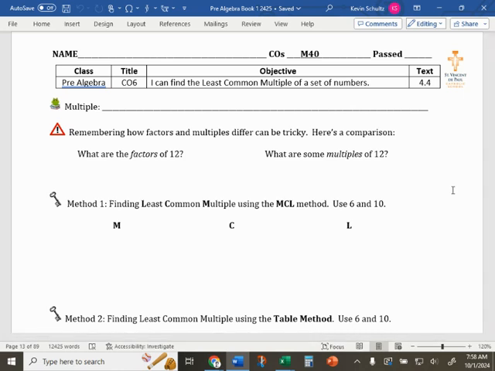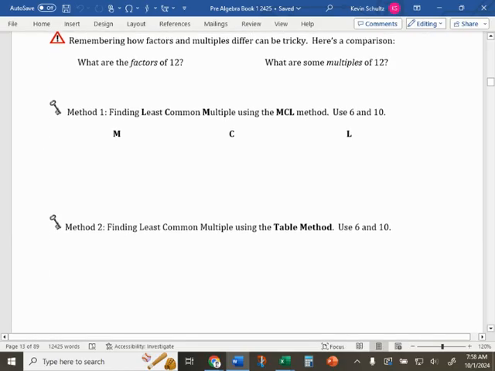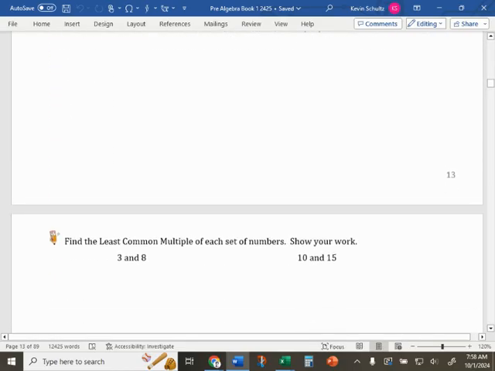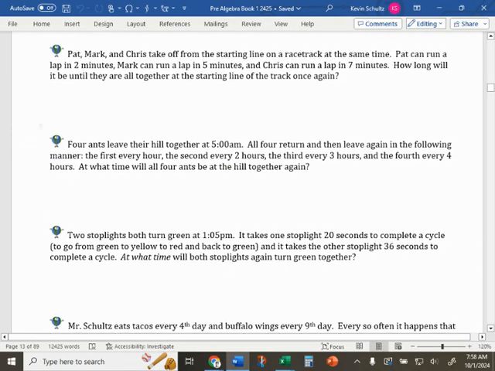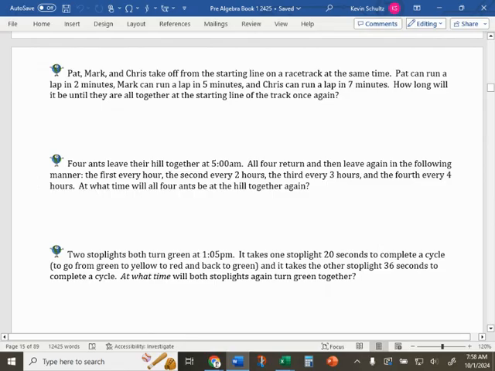CO6, which is the last objective in our unit. We've done all the things, the listing method, the table method, practice with just numbers. The one thing left to tackle would be, of course, word problems, okay?